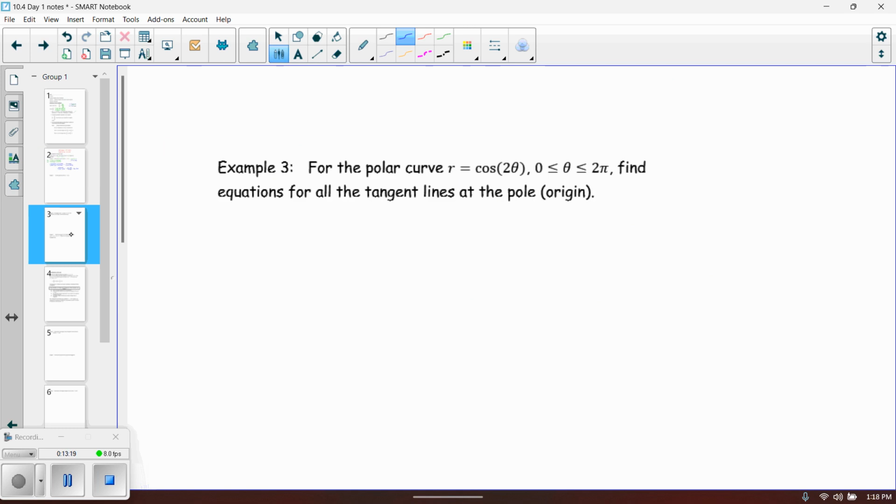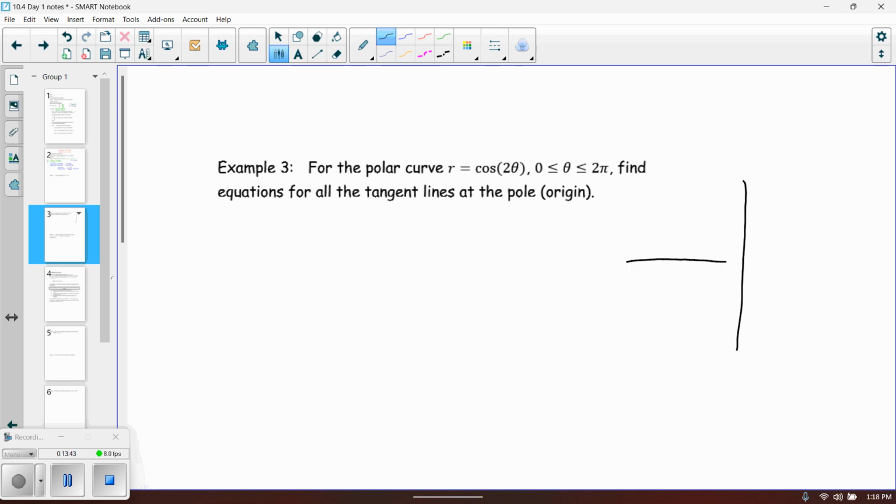And we're going to move on to example 3, which says, for the polar curve r equals cosine of 2 theta between 0 and 2 pi, find the equations for all the tangent lines at the pole or at the origin. So now I'm going to try and explain a little bit more about what this means, and then this will probably be the last one for this video. So this is the idea.